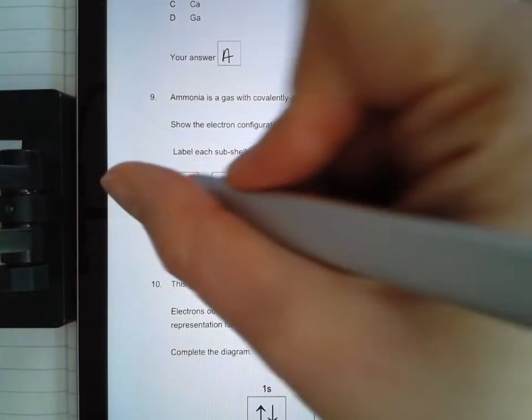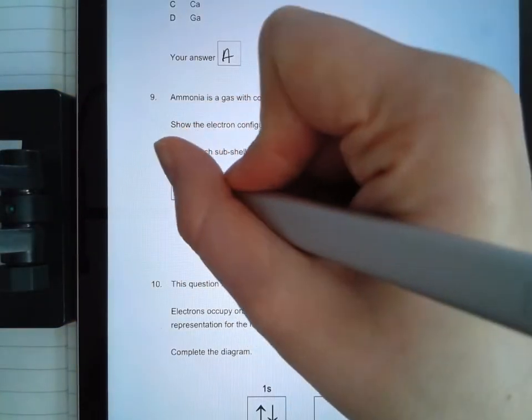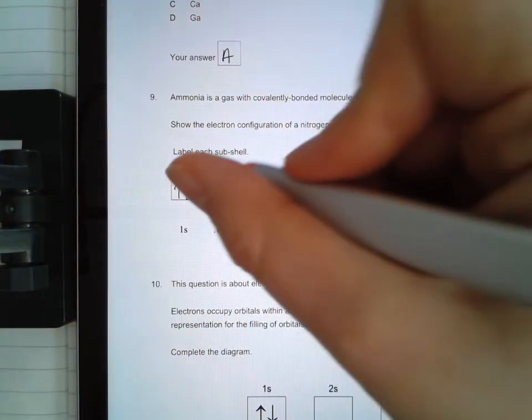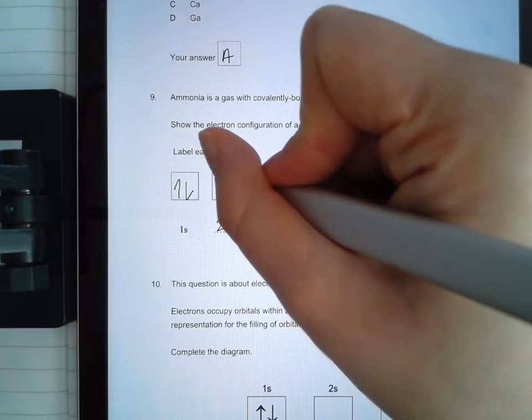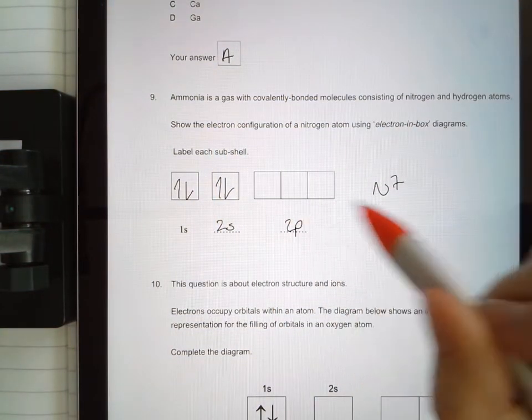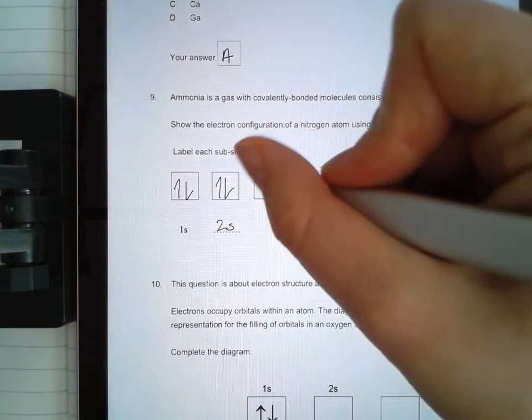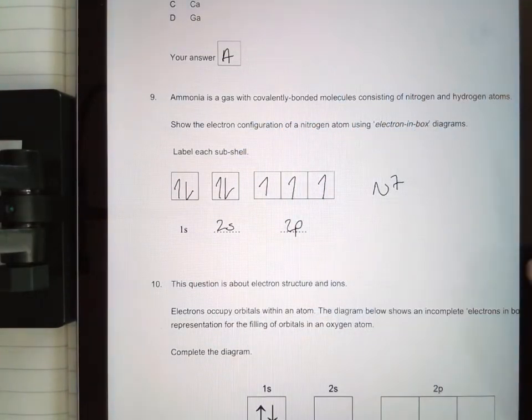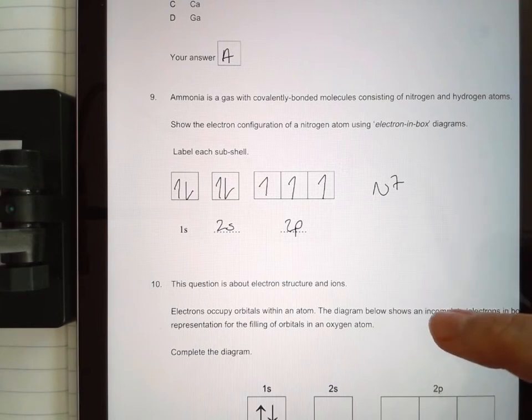So I'm starting with 1s. I'm putting 1 electron in there, and then I'm going to put my second electron in there also. Then I move to the higher energy level, which is 2s, and I fill once, and then I fill it again. Then I move on to the 2p. The 2p's are all equal in energy. Because they're equal, I fill them singly before filling them in pairs, and there are my 7 electrons already assigned, okay?